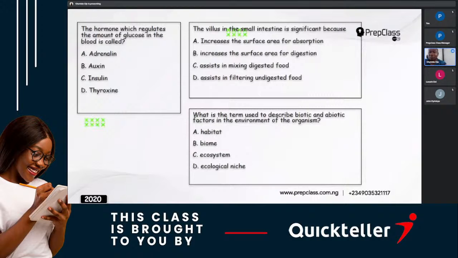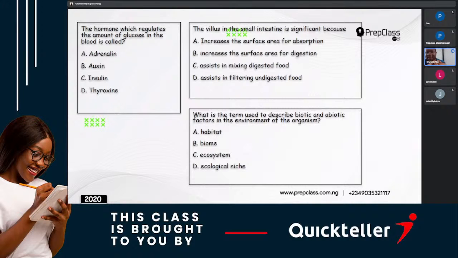So then thyroxine is the hormone that helps in maintenance of blood. So the answer is C. The hormone which regulates the amount of glucose in the blood is called insulin. The answer is C. So let's go to number 2.